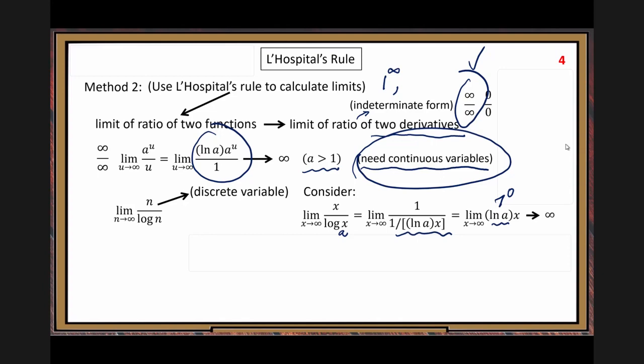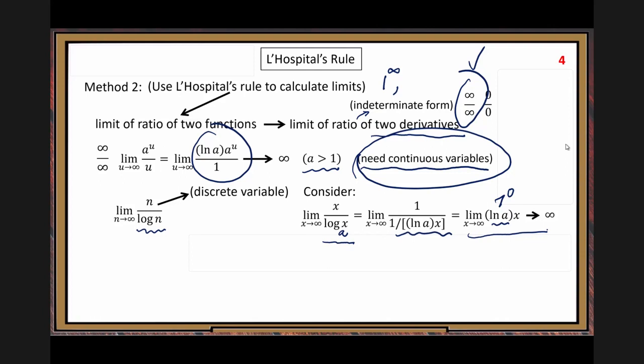So we get the result. We modified our original ratio, changing the discrete variables to continuous variables. That's the only change we make. Then we can apply L'Hopital's rule to get that its limit is infinity.